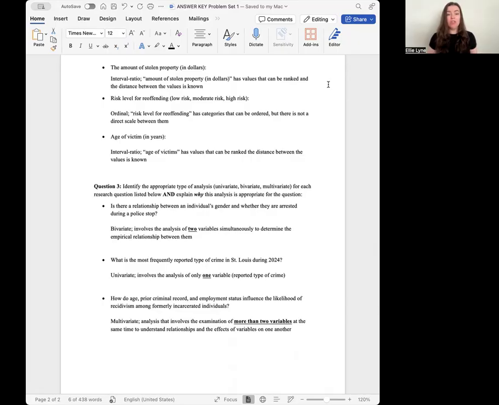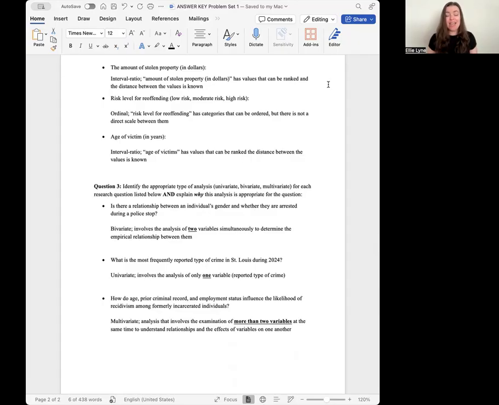And so if someone stole $1,000 worth of stolen property and another individual stole $2,000 worth of stolen property, we know that the difference there is $1,000. It's measurable, and we know that that second individual stole more in the amount of stolen property than the first. And so again, this does have a numerical attachment.